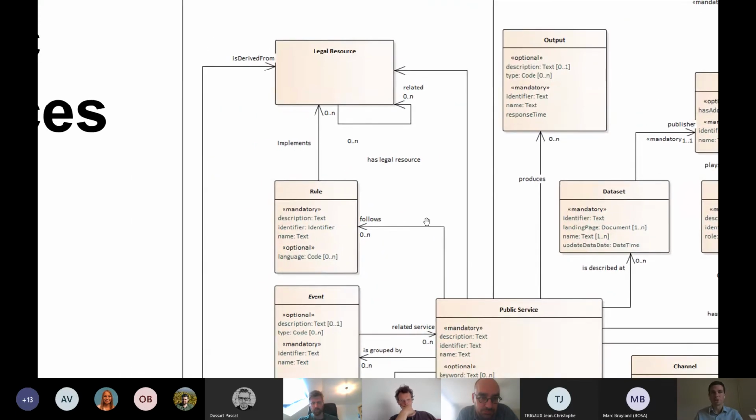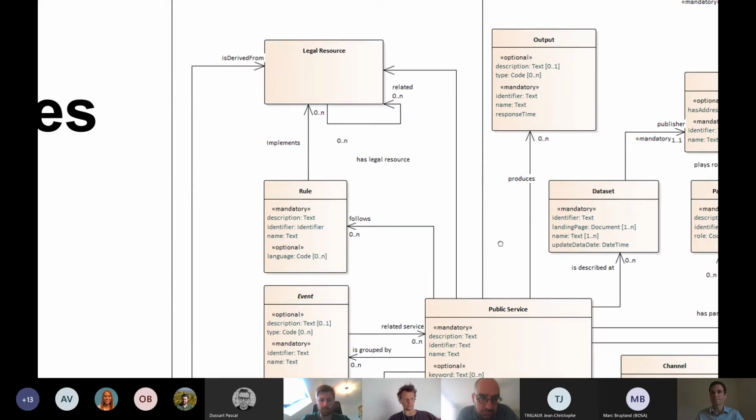Something that Thomas mentioned briefly was the rule, but in this example it didn't fit very well, but that's a general class for capturing any documents or pieces of information that help to implement the legal text, specifically for a public service.